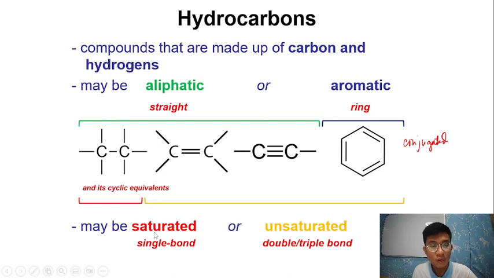This means only single bonds are present. Among the four, the saturated one is the alkanes. And the unsaturated ones have what we call multiple bonds. When we say multiple bonds, it could either be a double bond or a triple bond. So, this is where the alkenes, alkynes, and aromatics come in. What was the other term for aromatic? We call this arenes.